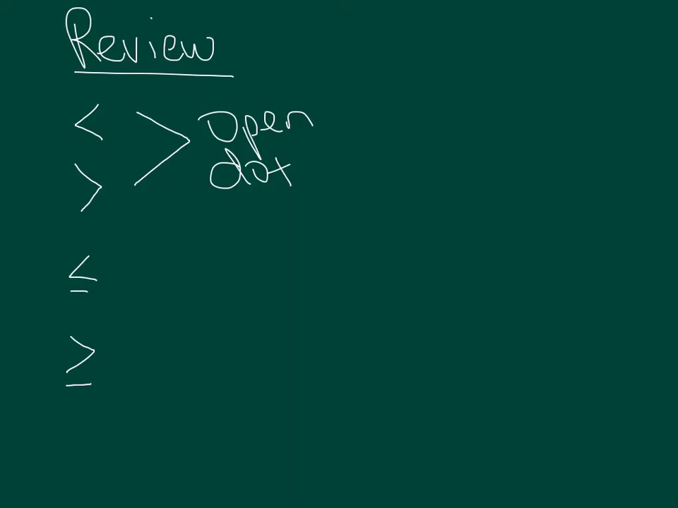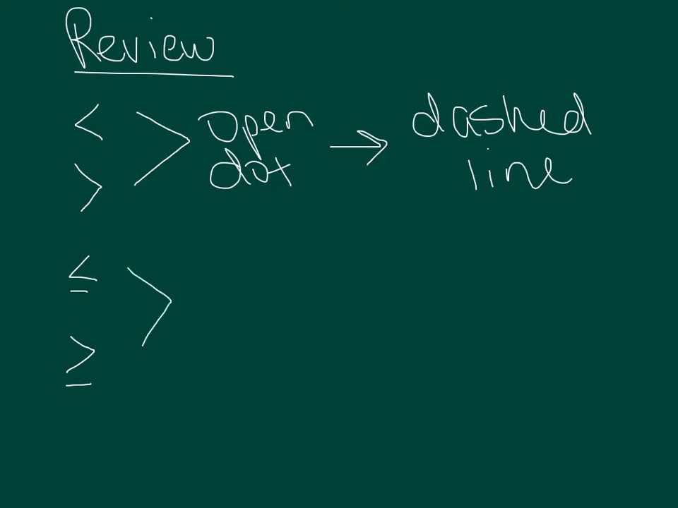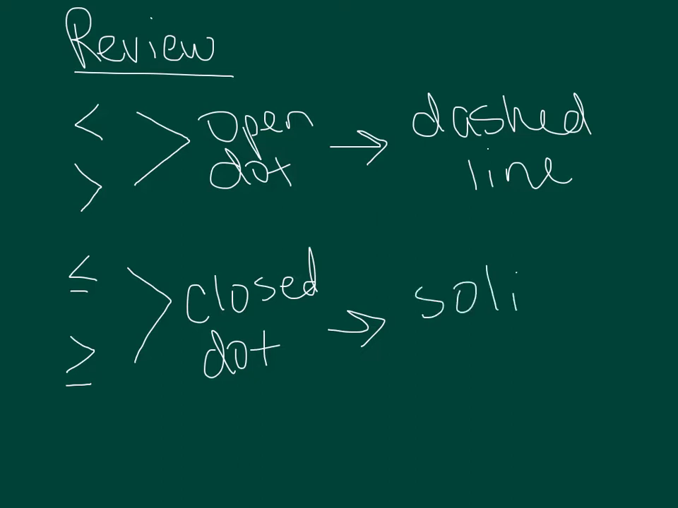This is going to be the same thing, but with a line, we can't really do a dot. So we are going to do a dashed line if our sign is less than or greater than, meaning if it's not equal to, we need to do a dashed line. If our sign looks like these two, remember we did a closed dot to show that it was equal to. So if it's or equal to, we need to do a solid line.